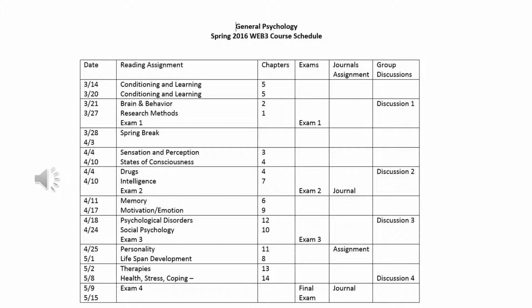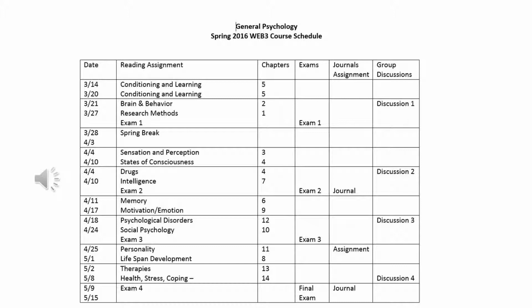Chapter 5. The second week is brain and behavior, and that'll be our first graded group discussion, and then also research techniques. And then also that week, you'll have to complete exam 1 during the week. A lot during that week. This is accelerated. The following week, 3/28 to 4/3, is spring break.